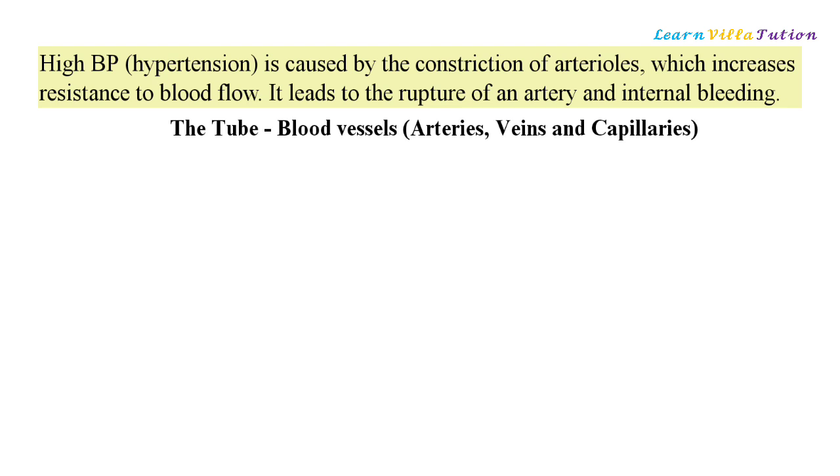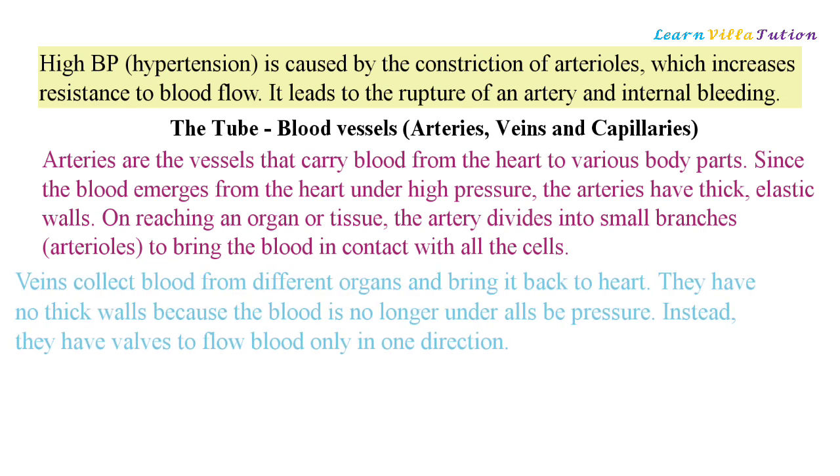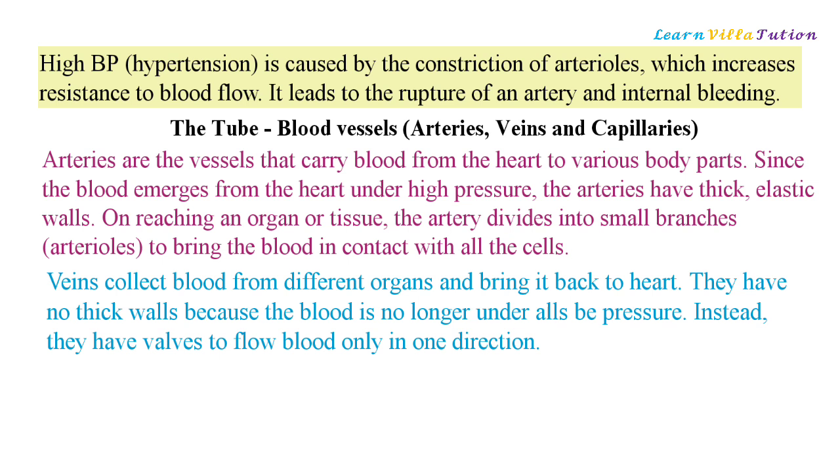The tubes: blood vessels, arteries, veins and capillaries. Arteries are the vessels that carry blood from the heart to various body parts. Since the blood emerges from the heart under high pressure, the arteries have thick, elastic walls. On reaching an organ or tissue, the artery divides into small branches, arterioles, to bring the blood in contact with all the cells. Veins collect blood from different organs and bring it back to the heart.